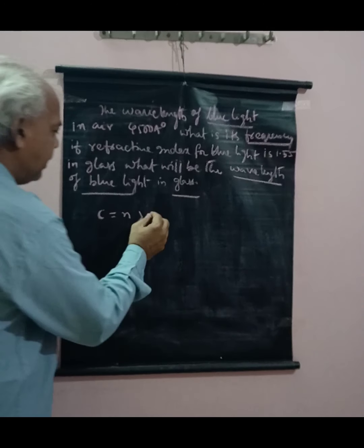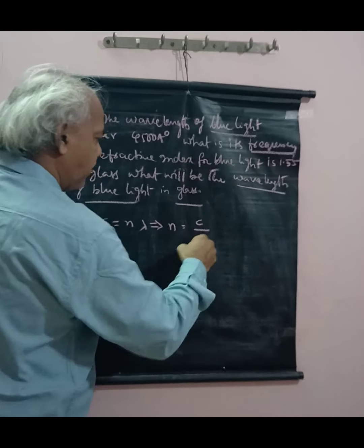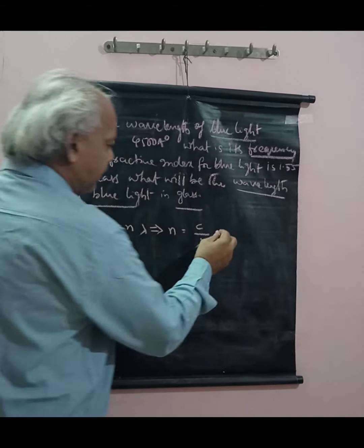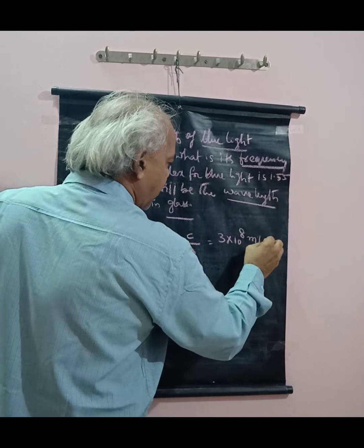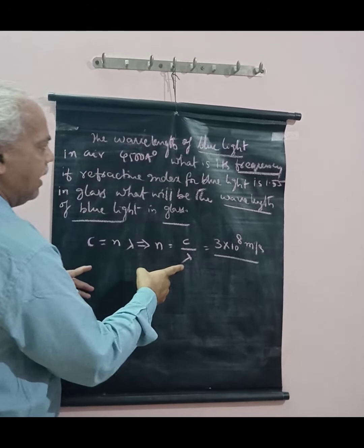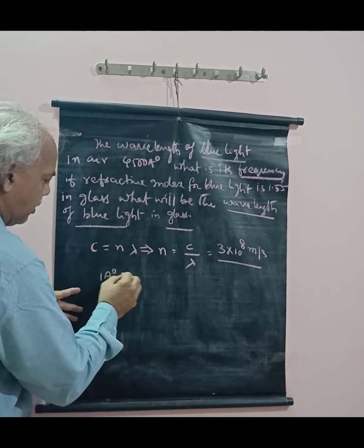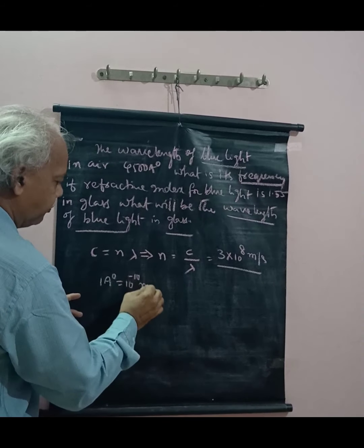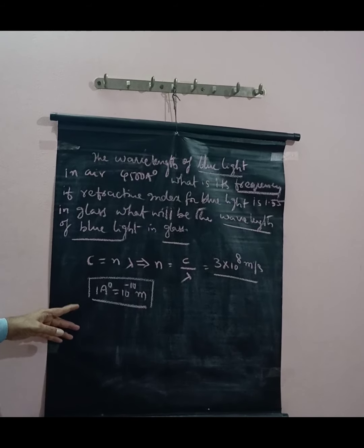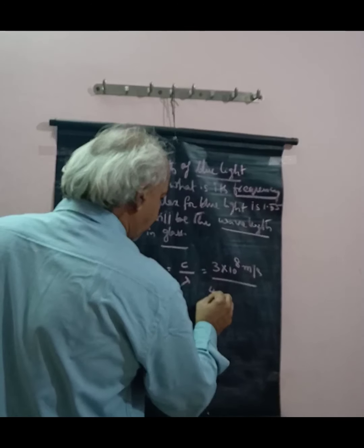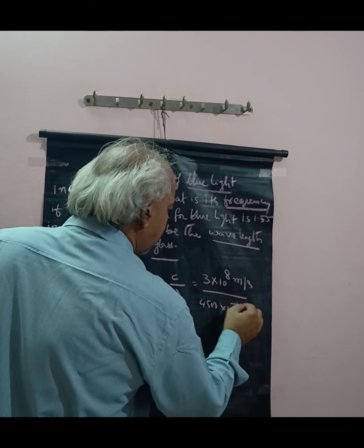So frequency n is equal to c by lambda. We know the value of c, that is 3 into 10 power 8 meter per second, divided by lambda, the wavelength 4500 angstroms. 1 angstrom is equal to 10 power minus 10 meter. It is a very important point. So 4500 into 10 power minus 10 meter.